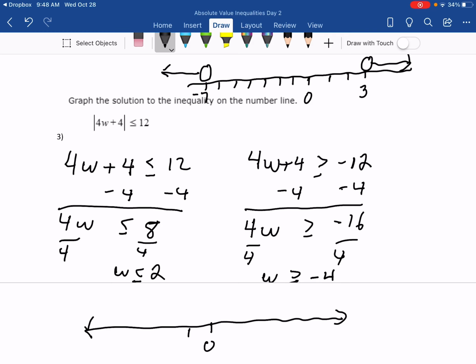Now I'll do the graph. 0, negative 1, 2, 3, 4, 2. So both of these have closed circles. Greater than negative 4 goes right, less than 2 goes left, so we are going to shade in between the two values.